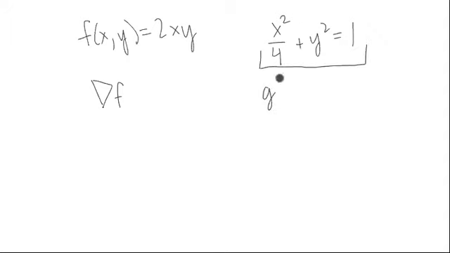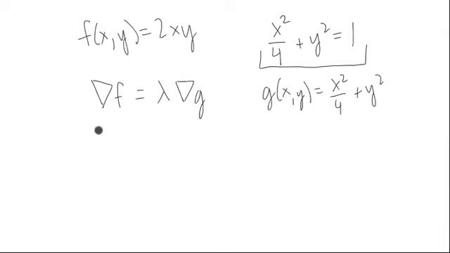Well, if we just let g(x, y) be equal to x squared over 4 plus y squared, that works, because this would just represent the values of x and y where the output of this function is 1, so you get a level curve there. So we're thinking of this curve as being a level curve of this function. We're looking at where the gradient of f is equal to a constant scalar multiple of the gradient of g. So we can calculate the gradient of f by just taking derivatives.